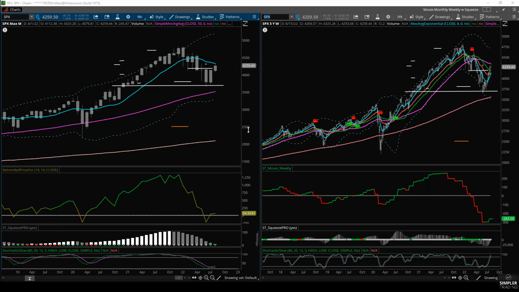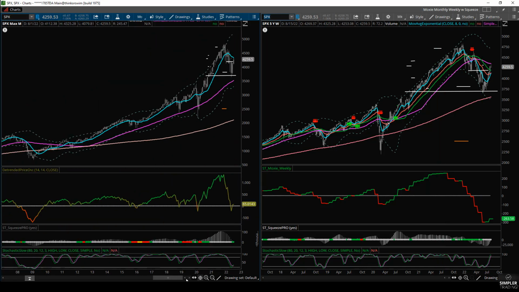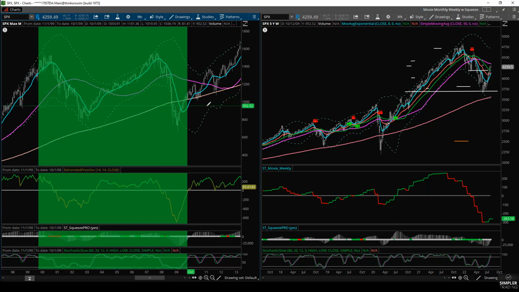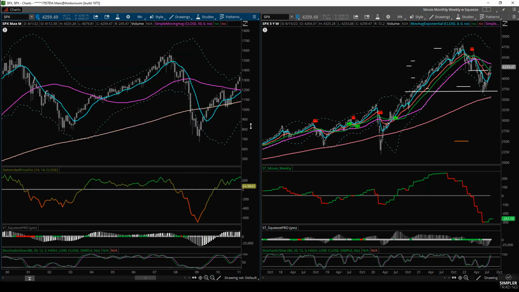So if you want to see a couple examples of that, we can go over here to 2000 and 2008, and you can see the bear market was in fact where price continued to get rejected by the underside of the monthly 10, which is the blue line.